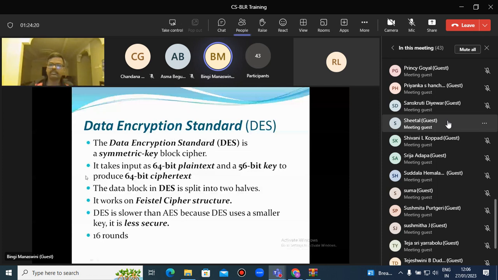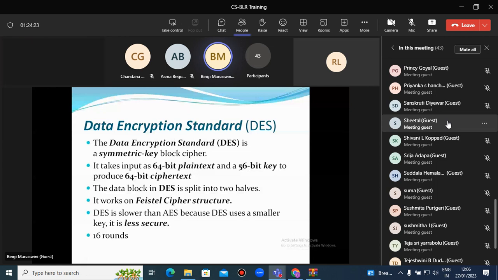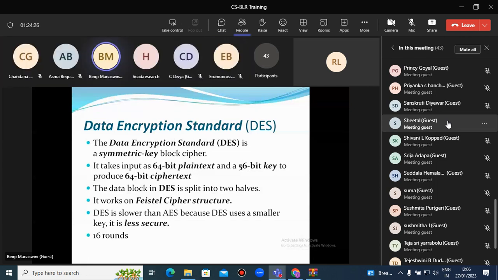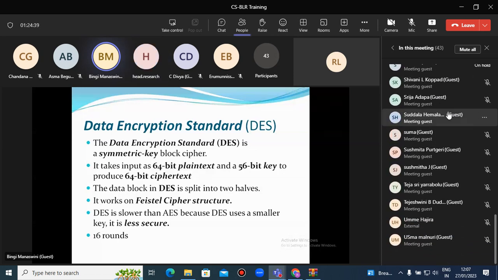It is divided into a left side part and a right side part, and we will do the algorithm. It works on the Feistel cipher structure, and the DES algorithm is slower than AES because it uses a smaller key, and it is also less secure. It consists of 16 rounds. This is about DES, and this is the algorithm.